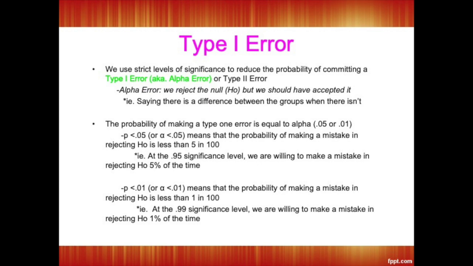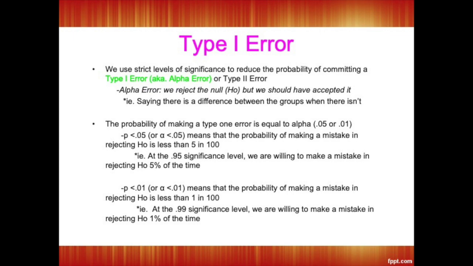So the probability that we set as researchers that we're comfortable with, the probability of making a type 1 error, is equal to what we call alpha, 0.05 or 0.01, those critical levels, those significance levels. So p less than 0.05, or it could be symbolized as alpha less than 0.05, means that the probability of making a mistake and rejecting H0 is less than 5 in 100. In other words, at the 0.95 significance level, we are willing to make a mistake in rejecting H0 5% of the time.